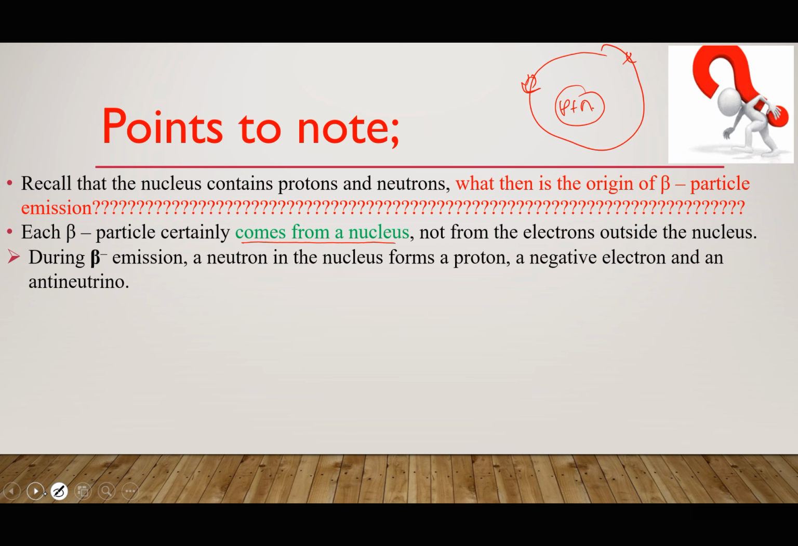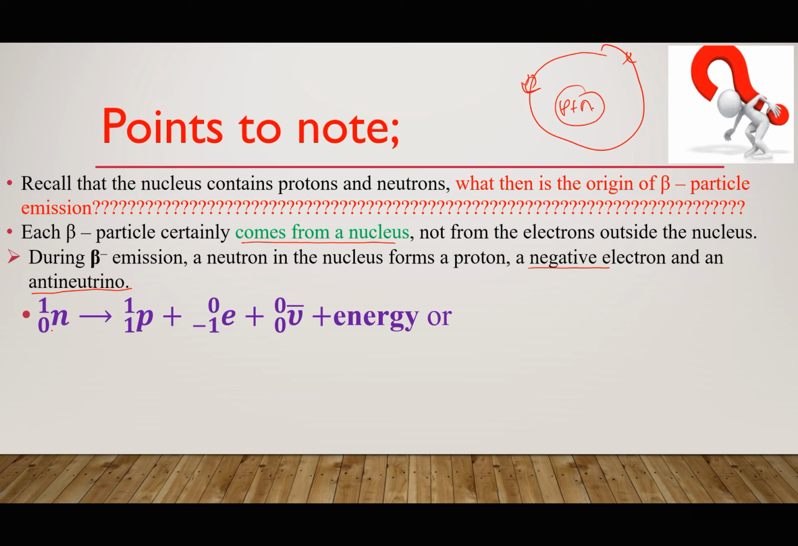During beta emission, a neutron in the nucleus forms a proton. A neutron in the nucleus changes into a proton. In other words, we lose a neutron as we gain a proton. This is going to give us a negative electron. Certainly, it will give us a negative electron. And because it is a normal particle, it is always accompanied by an antiparticle, which we shall call an antineutrino. So what I'm saying is that inside the nucleus, a neutron is changing into a proton.